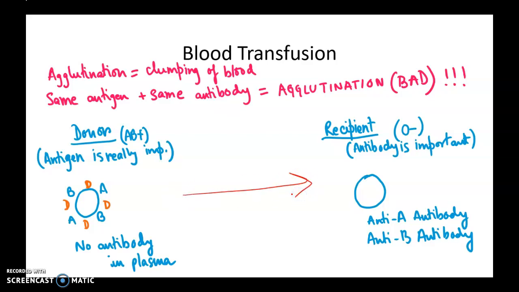Remember, the recipient's antibody is important. So the recipient has these antibodies, and the donor's antigens are important. This donor has all three types. Bad. Anti-A will react with A antigen and there will be agglutination. And then the anti-B antibody will react with the B antigen of the donor and there will be agglutination. So obviously not compatible.